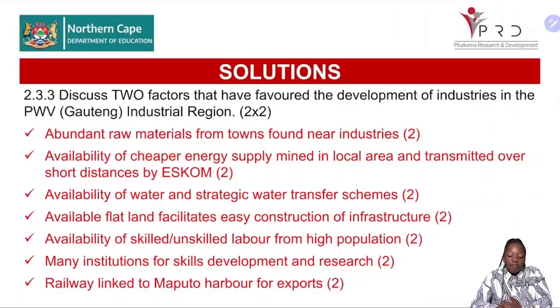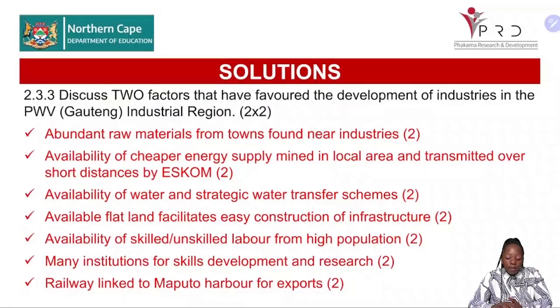Then the availability of cheaper energy. Remember, they are next to the coal, which generates the electricity. So therefore, there are no transport costs that are added, which means the energy or the electricity will be much cheaper in this region. Why do they need electricity? Because this is the industry that uses machines that use electricity. So therefore, electricity is always needed.